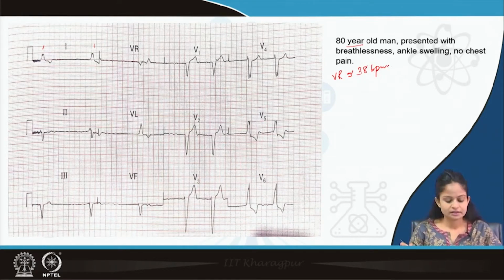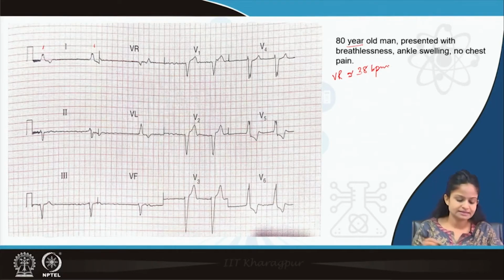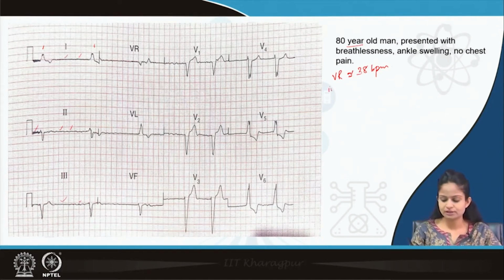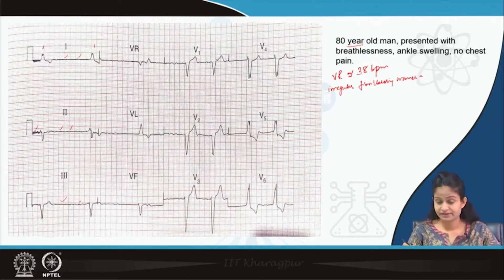Now, second, if we are supposed to see where are the P waves, we are not able to identify the P waves because we are seeing irregular fibrillatory waves present over here. Since the irregular ventricular rate is there, this is signifying atrial fibrillation.